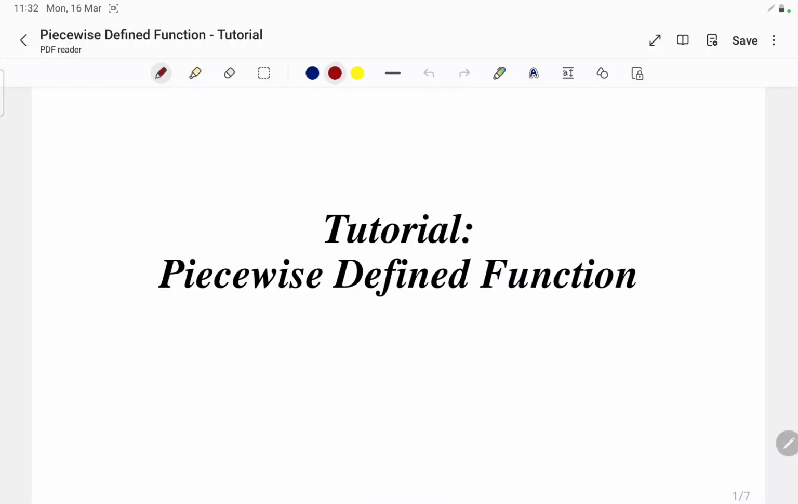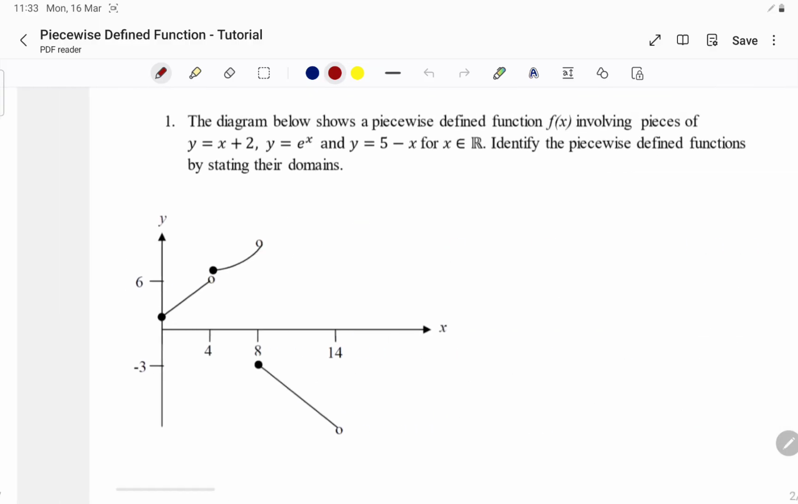This is an explanation video regarding the tutorial for the topic piecewise defined function. I will explain some of the questions inside the tutorial, and then you will have to attempt some of the questions and submit them to the form that I provided. Once you submit, it will be considered as your attendance. So we proceed to the first question.